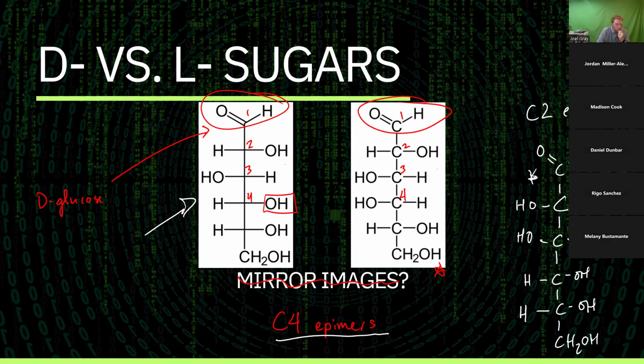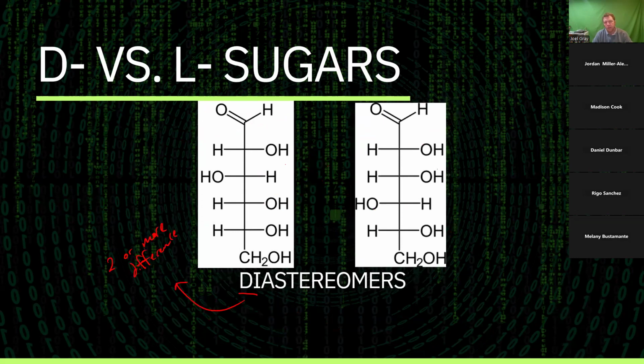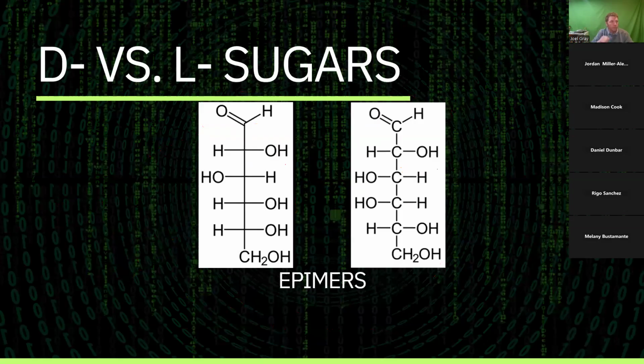So when you see sugars that differ by two or more OH groups, the word that we use for those is we call them diastereomers. When you see only one difference, we call those epimers. Does everyone follow that so far? Add a Y or an N to the chat. Okay. And if at any point there's a term that we encounter that you don't follow, please don't hesitate to send me a private message. I can circle back on it and talk about it a little bit more.